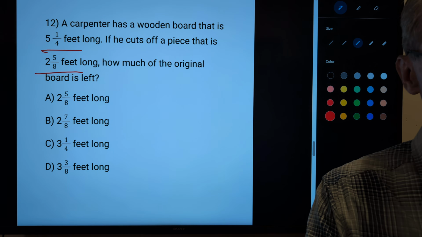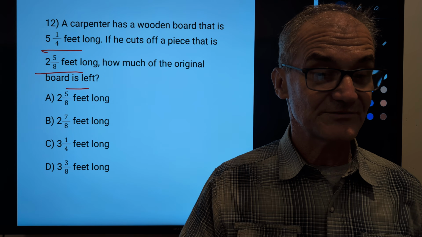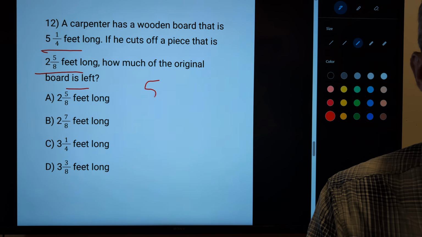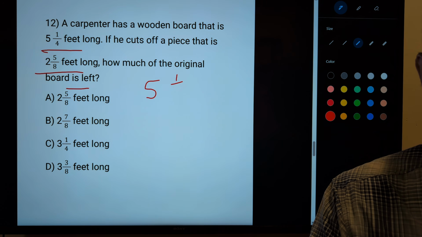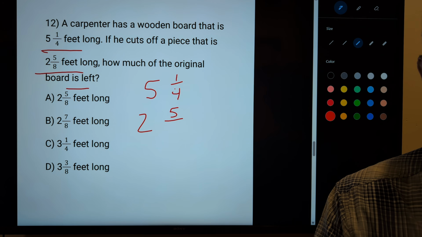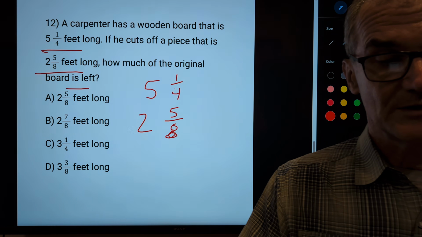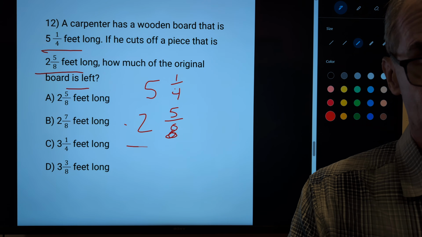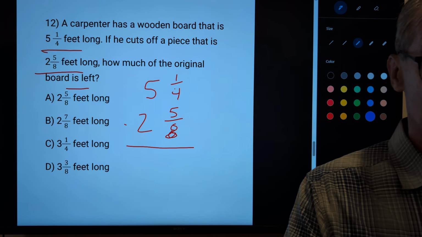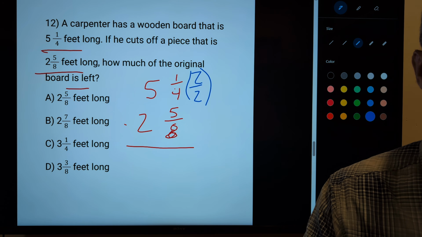So how much of the board is left? This is a subtraction problem. I did check all my units. Everything's in feet. All my answers are in feet. So I got to do 5 1/4 minus 2 5/8. So there's a lot of ways we could do this, but we're talking about subtraction. I think the first thing I'm going to do is convert this 1/4. I'm going to multiply it by 2 over 2.